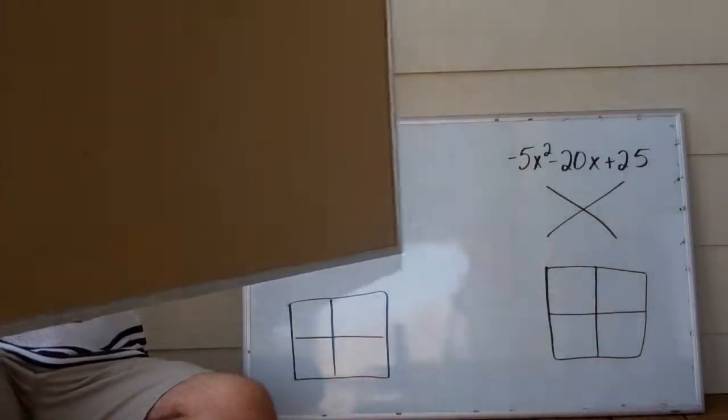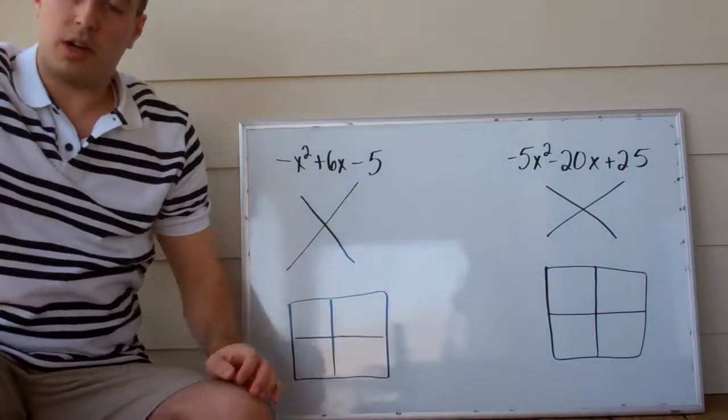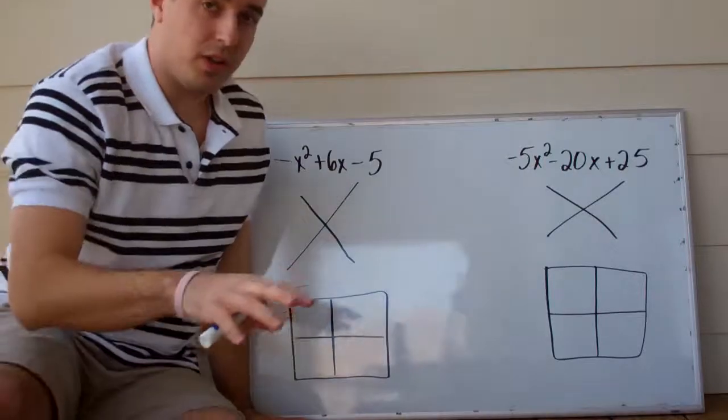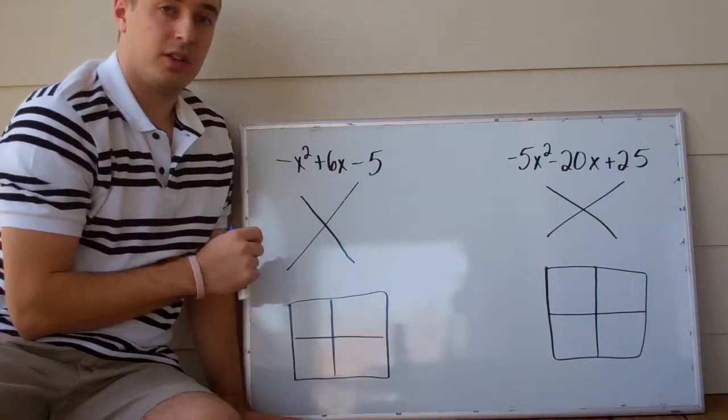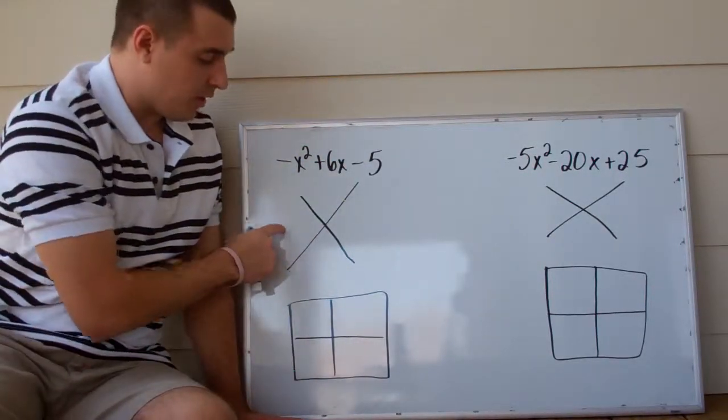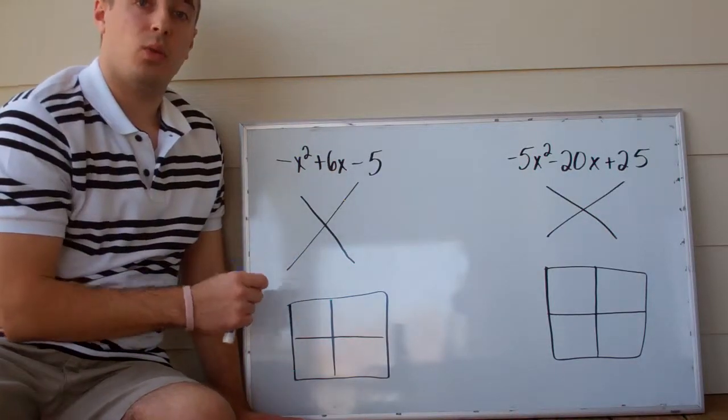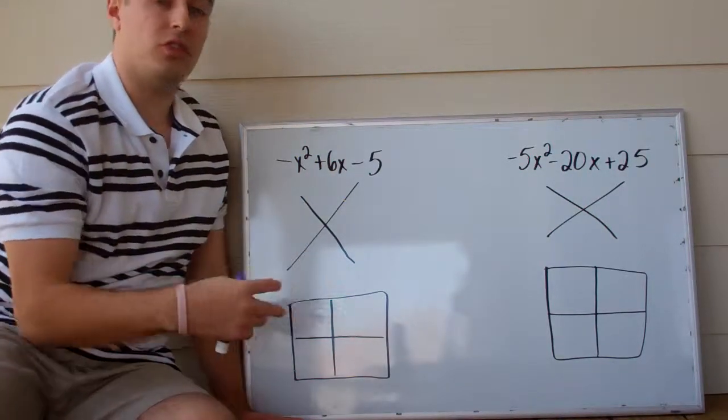So let's try one more. This time I'm going to do the whole little problem right here with you. So what I've done is I've gone ahead and made two problems here. Go ahead, pause here, and using the X box method, try and figure out what your two factors and then turn those into solutions would be.